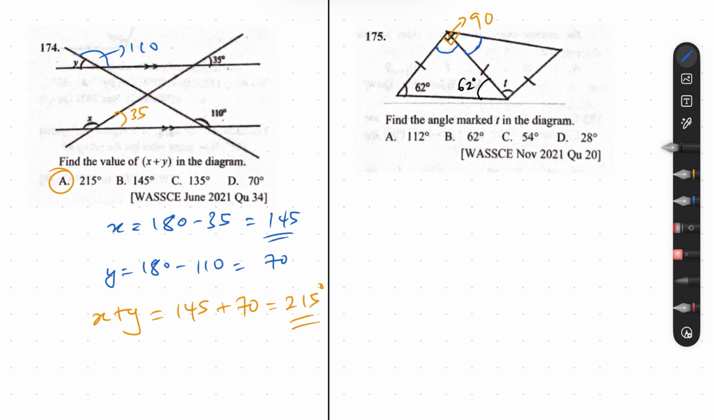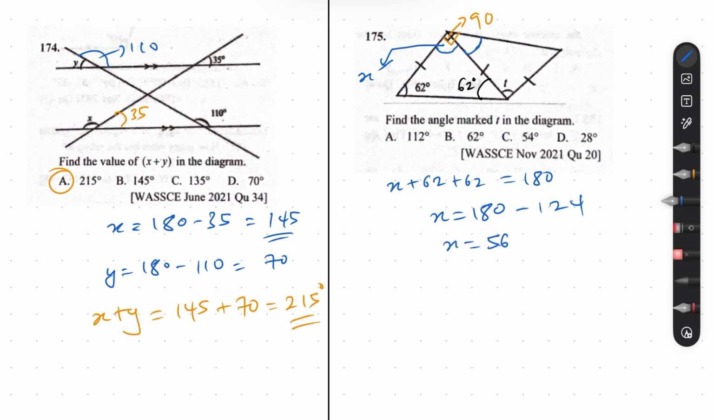So now if we call this angle here x, that means x, which is this angle, plus this angle, plus this angle, should give us 180. Cool. All right, so we say x plus 62 plus 62 should give us 180. So x is equal to 180 minus 124, which gives us x equal to 56.